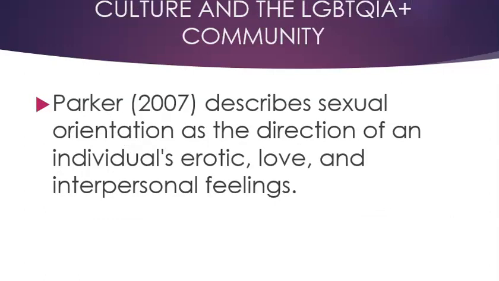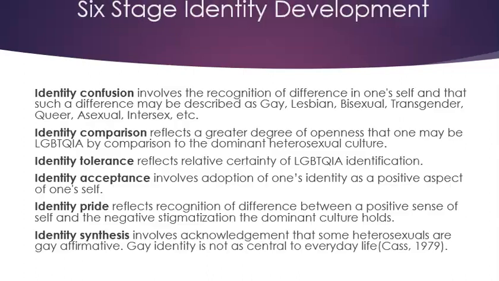Culture in the LGBTQIA community. In the chapter by Brent Satterley, one of the authors, Parker, describes sexual orientation as the direction of an individual's erotic love and interpersonal feelings. They list the 6-stage identity development by Cass. Identity confusion involves the recognition of difference in oneself, and that such a difference may be described as GLBTQAI.